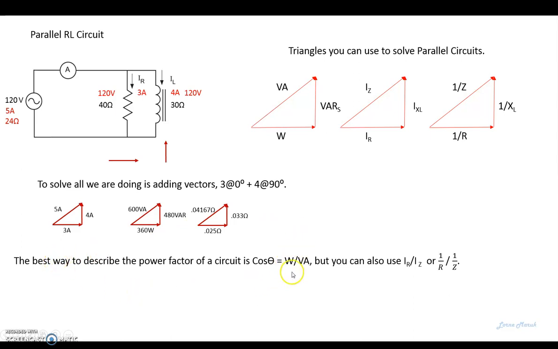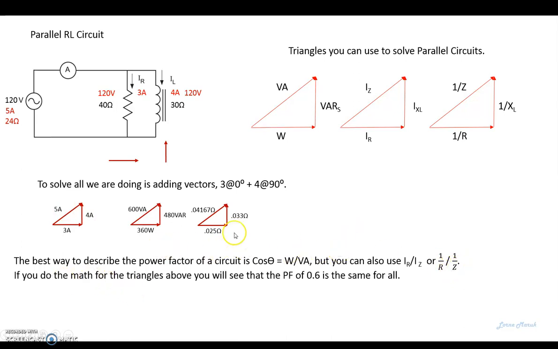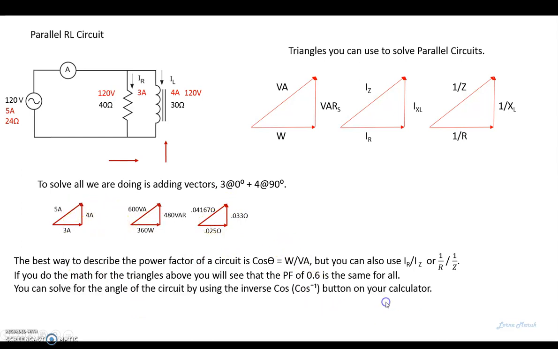Power factor, once again, the best way to describe it is watts over VA, but we could also use 3 over 5 in this case, or IR over IZ, or the inverse impedance triangle works as well. And if you do the math, you will find that all of these triangles will have a power factor of 0.6. And once again, we can get the phase angle by inverse cos on our calculator to see that we're at 53.13 degrees.